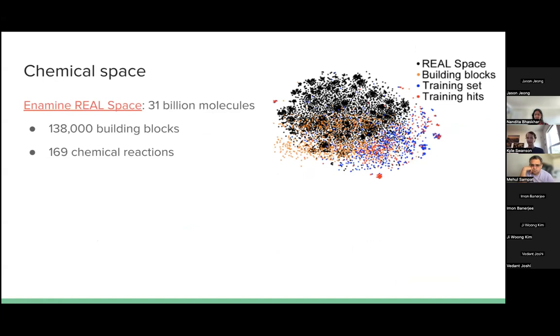And it's also a massive space. So when we did this work, it was 31 billion molecules. I think now it's in the upper 30s or low 40s of billions of molecules. So it's continuing to grow even now. And the way that it's defined is that Enamine has 138,000 of those molecular building blocks, and they can combine, let's say, 2 or 3 of them at a time with any one of these 169 chemical reactions.